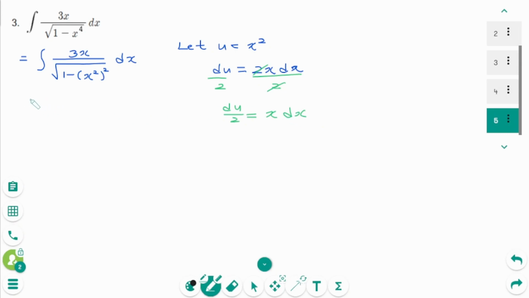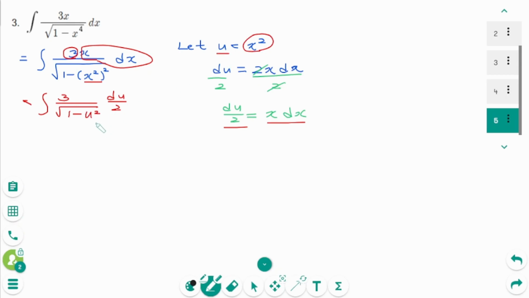Change all x with u. The integral of 3x dx is du over 2, and the square root of 1 minus x squared is u squared. We can rewrite this as 3 over 2 times the integral of 1 over square root of 1 minus u squared du.